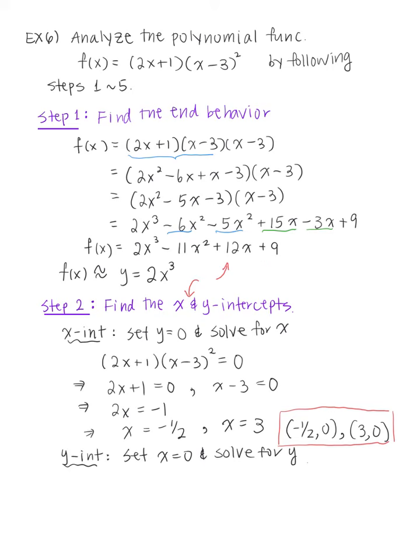All right, so let me just do that. If I have to show all the work, I get y equals 2 times 0 cubed minus 11 times 0 squared plus 12 times 0 plus 9. That implies that our y-intercept is going to be 9. So for sure, we're going to be plotting (0, 9) on the graph. I'm going to box that as well.